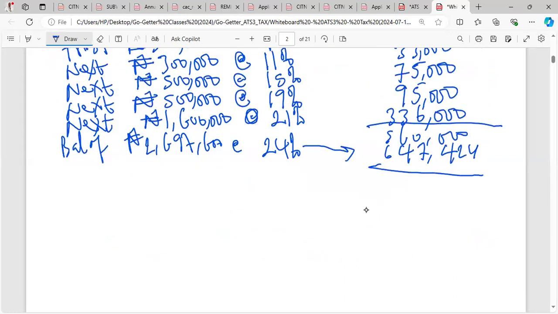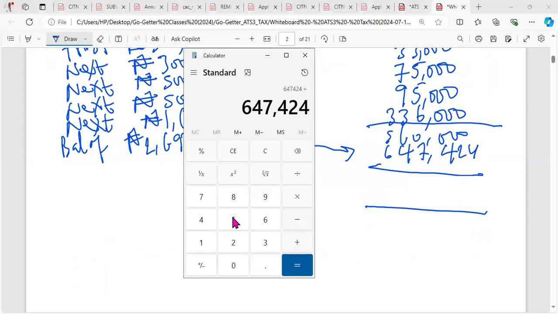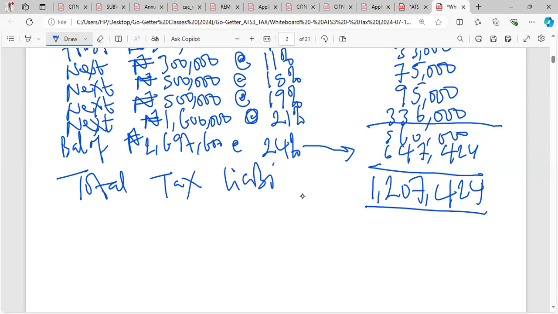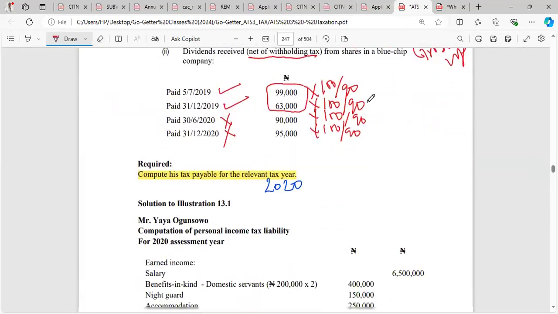So you will now add them together. Let me add it to 560,000. I have 1,207,424. And this is your total tax liability. That's your tax liability in this question.